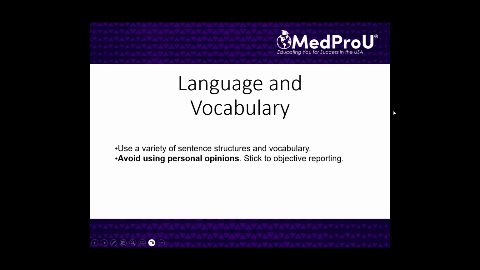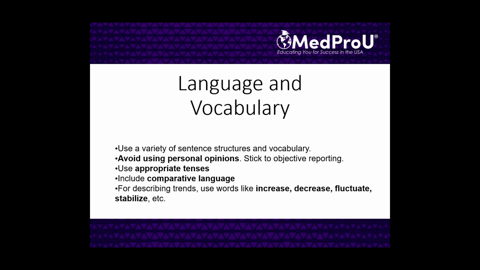Okay, so avoid using personal opinions. You have to stick to objective reporting. So your subjective opinions, save it for part two. Okay, in task one, it's highly objective. So use appropriate tenses, especially in line graph. Sometimes you are going to talk about the future, or maybe sometimes you will compare it to the past. So you have to be consistent with your tenses. Include comparative language, and for trends, you may use words like increase, decrease, fluctuate, stabilize. As I've mentioned, there are specific vocabulary words for each type of visual information.